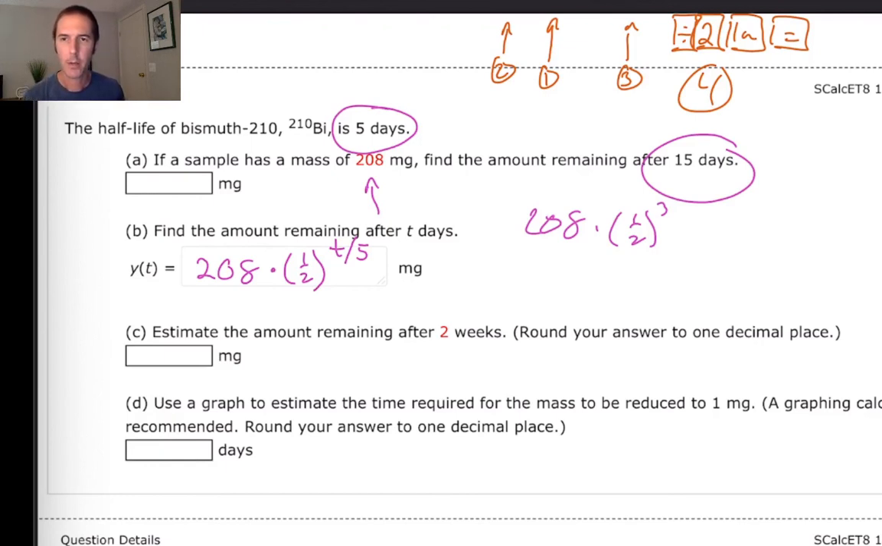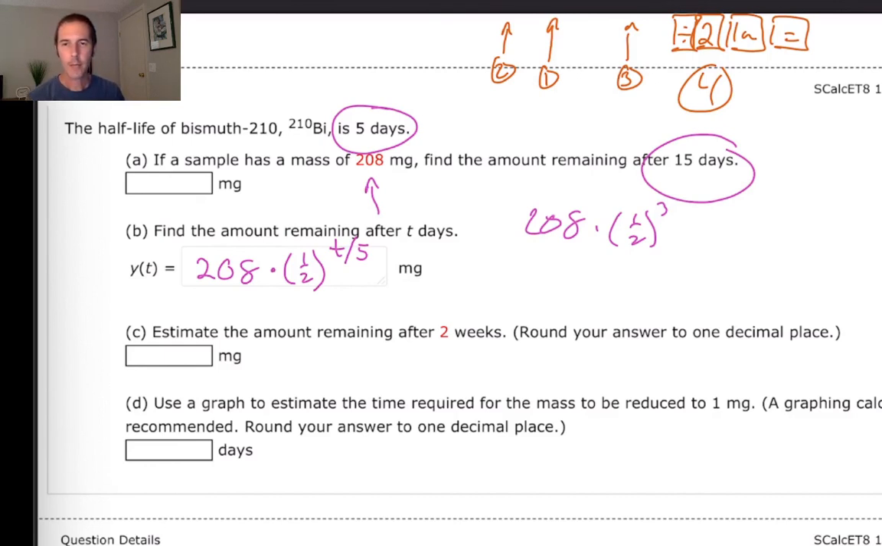Estimate the amount remaining after 2 weeks. Can't put in 2 for t. T is measured in days, so convert 2 weeks to a number of days, plug it in, use your calculator, round your answer to 1 decimal place.